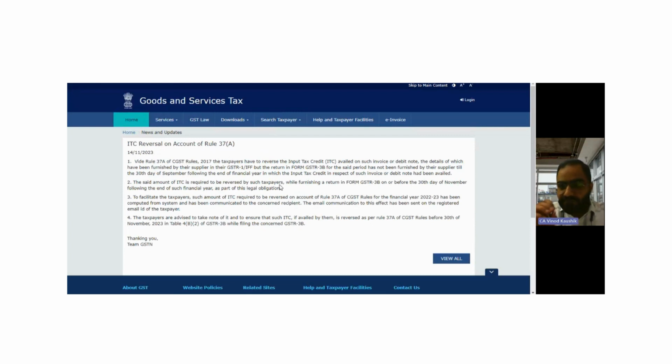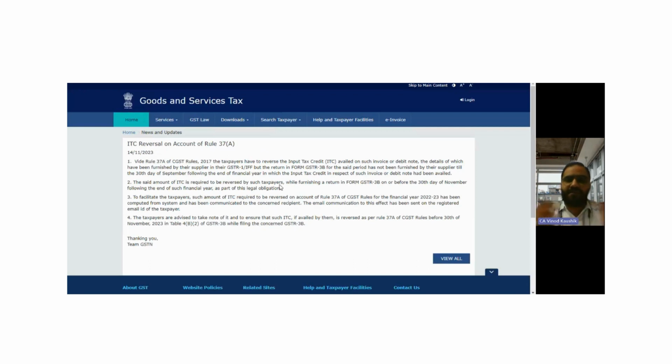Now they are giving the system computed amounts, the system computed figures, wherein GSTN will tell that these are your supplies which you have procured in 22-23, you have availed input tax credit in 22-23, but the supplier has only filed GSTR-1 but has not filed 3B. So please reverse the input tax credit on or before 30th of November 2023 in table number 4B2. That will ensure the compliance of 37A.